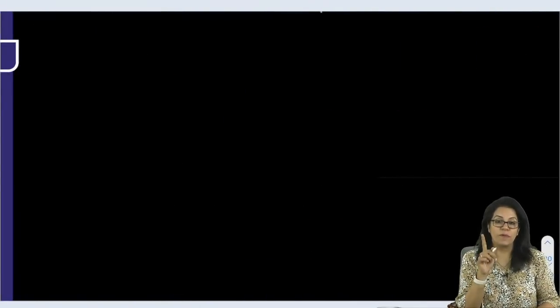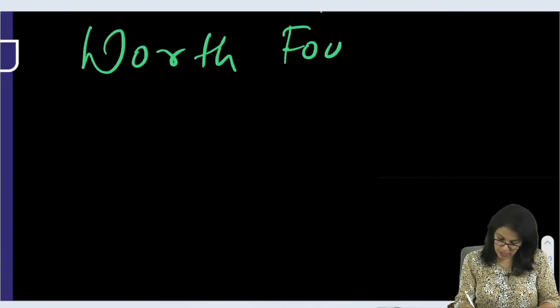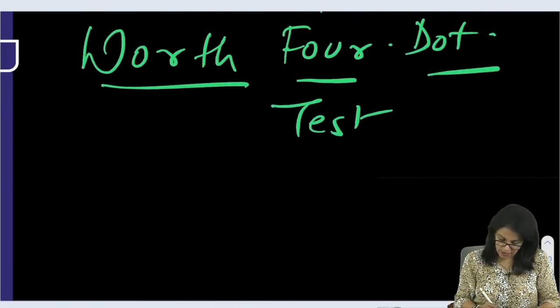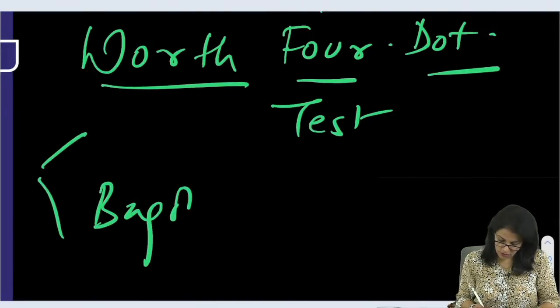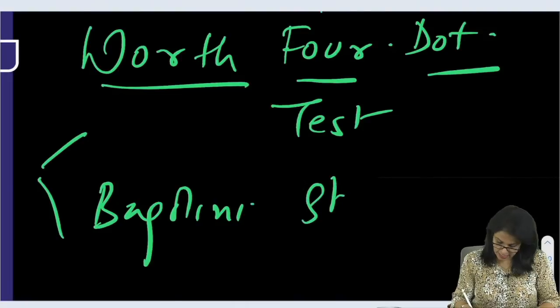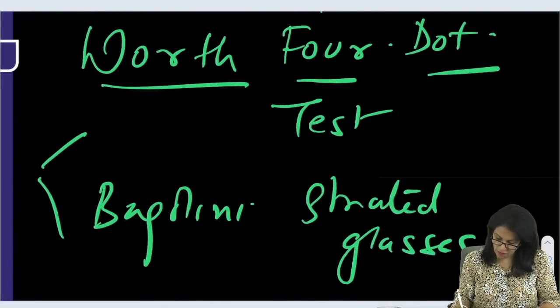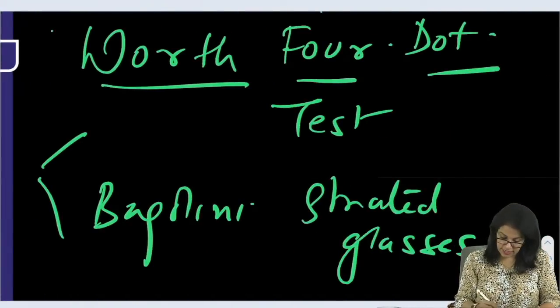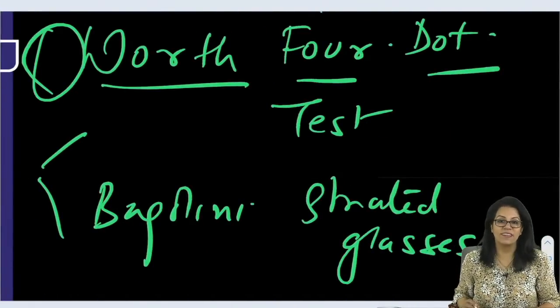Okay, apart from this, I remember why I have kept this blank slide, to remind you: don't forget the Worth 4 dot test. I have not included it, you can just revise it in my earlier session. And one name you just need to know is Bagolini's striated glass test. What has been asked apart from this has been a Q. The second is Worth 4 dot. Revise it once, okay?